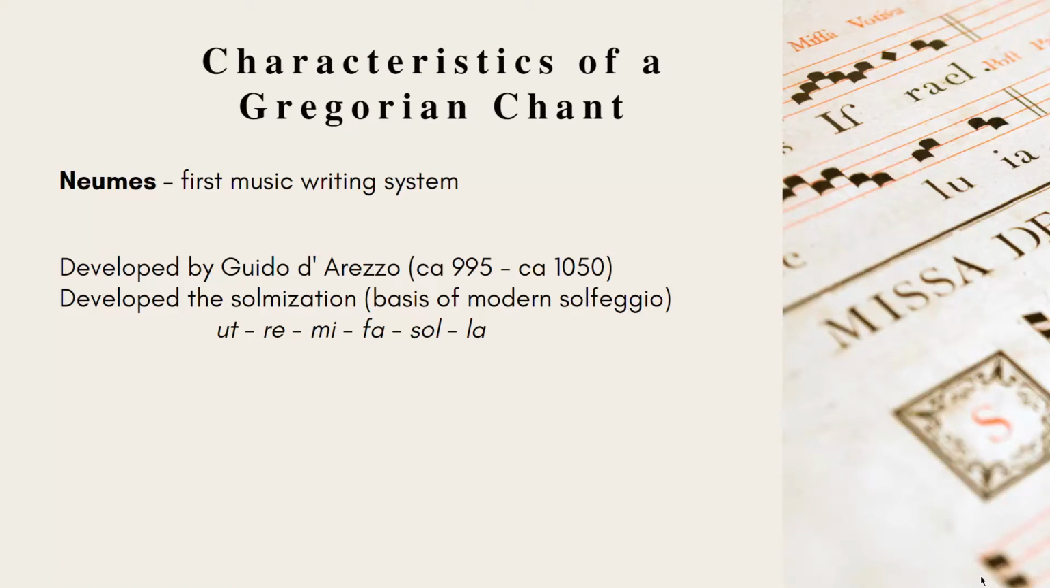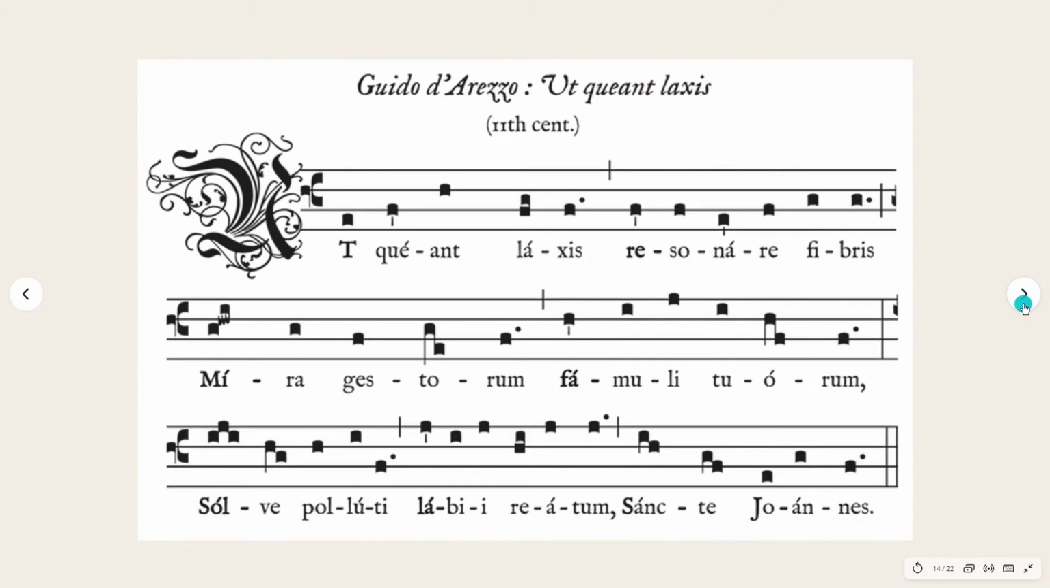Good day, class. So this video is a tutorial for those people who are having a hard time reading Neumes notation. So again, Neumes is the first music writing system that was developed during the medieval era by Guido di Arezzo. So this is where the solmization that was developed during that time came from. So we have ut, re, mi, fa, sol, la.